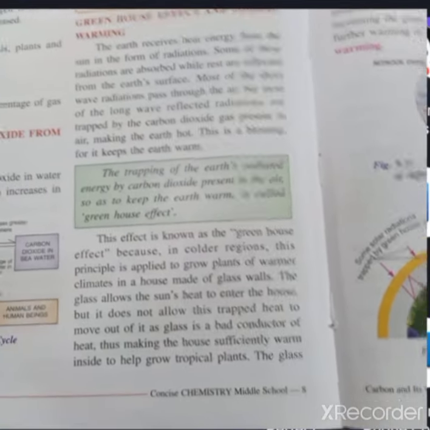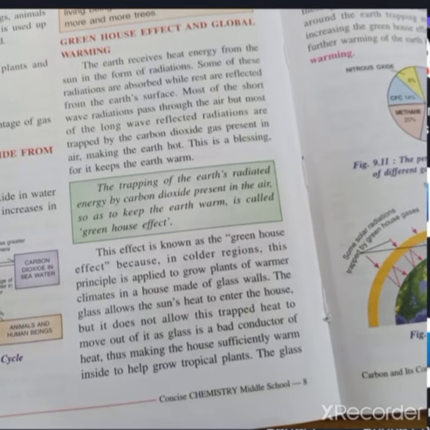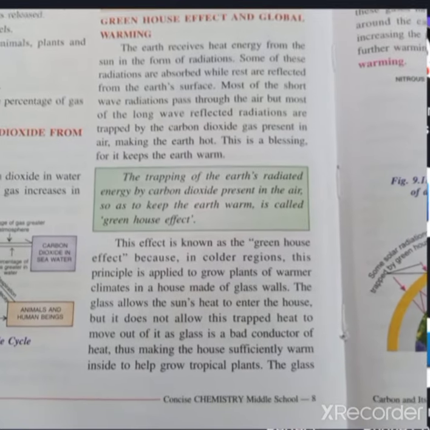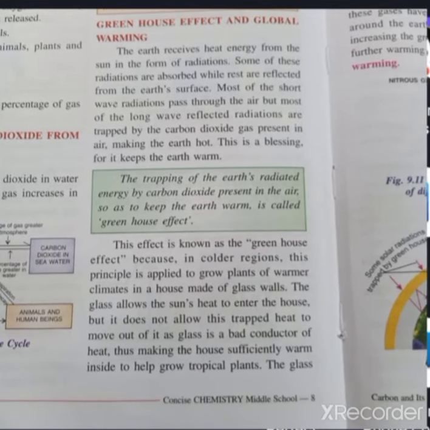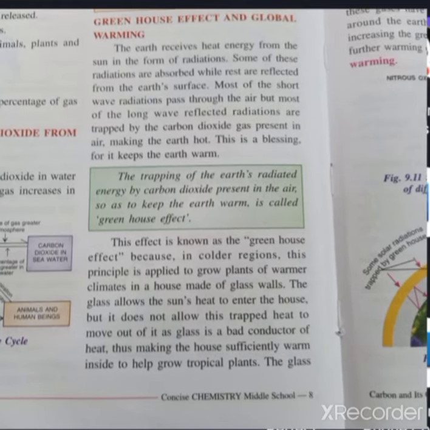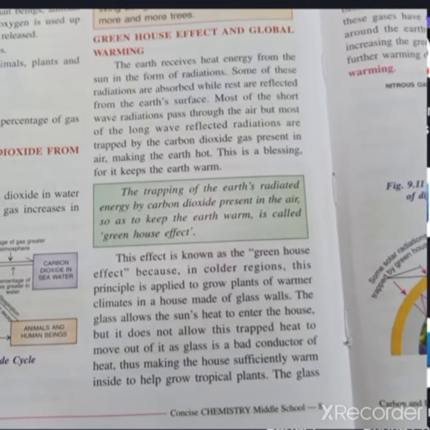Today we'll be starting some of the very last topics, that is greenhouse effect and global warming. Okay, now first we'll see what it says. The trapping of Earth's radiated energy by carbon dioxide present in the air so as to keep the Earth warm is called greenhouse effect. What happens?